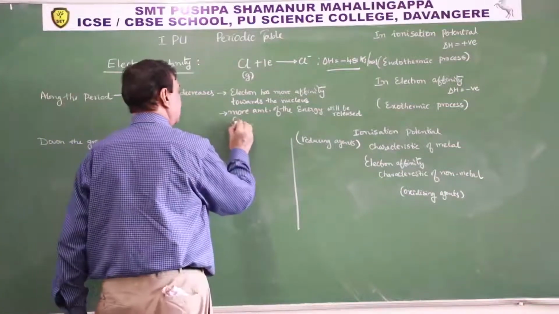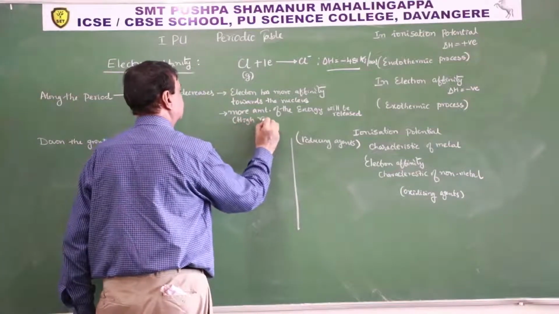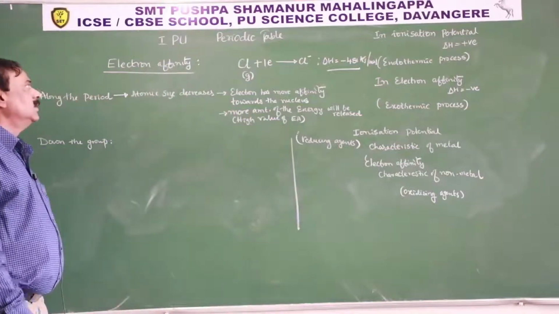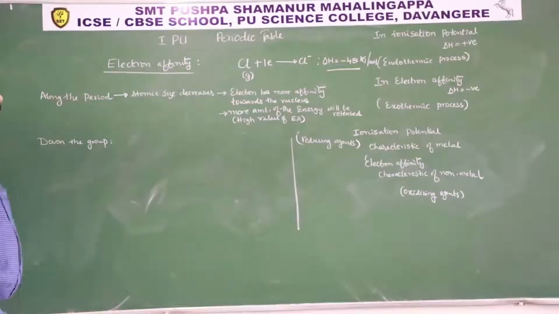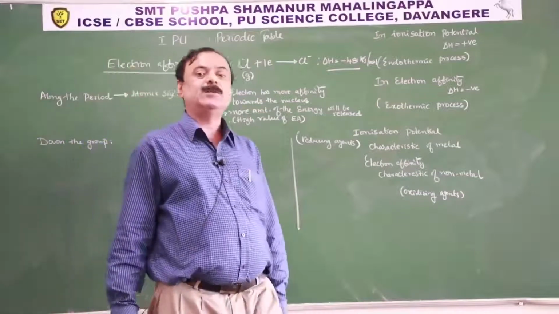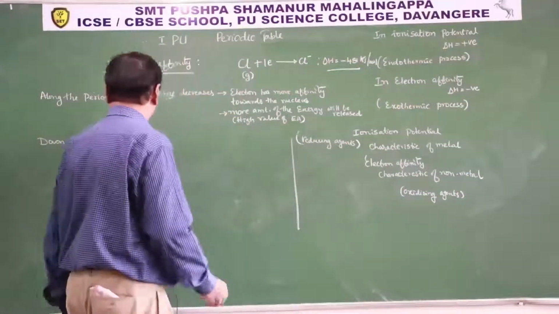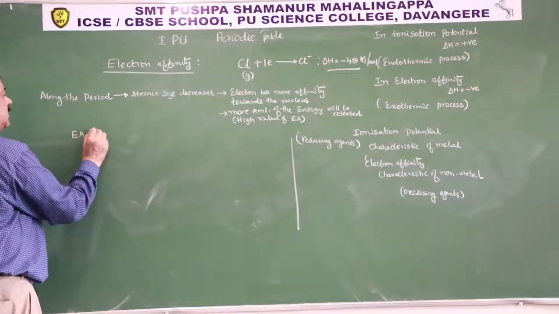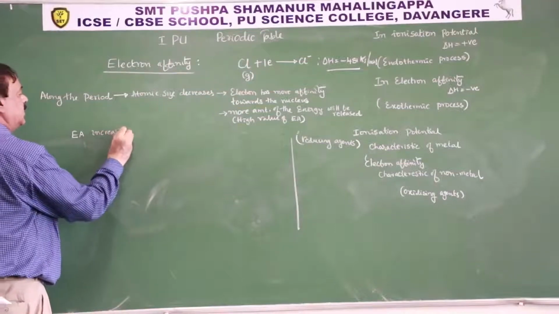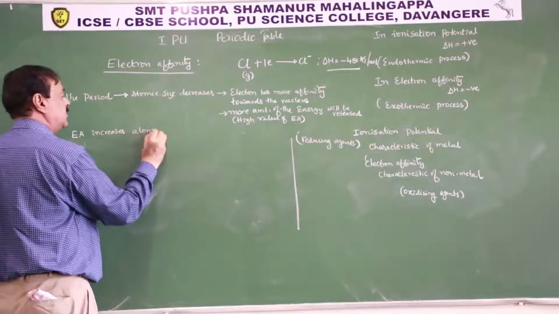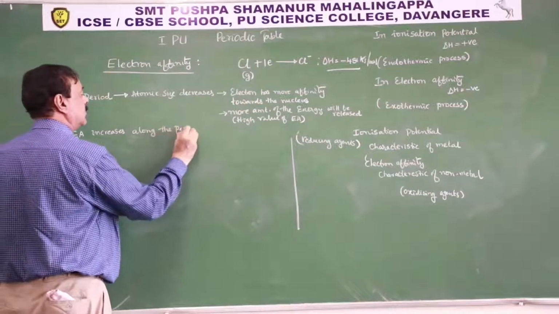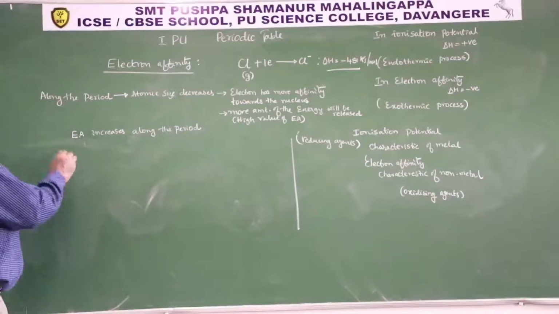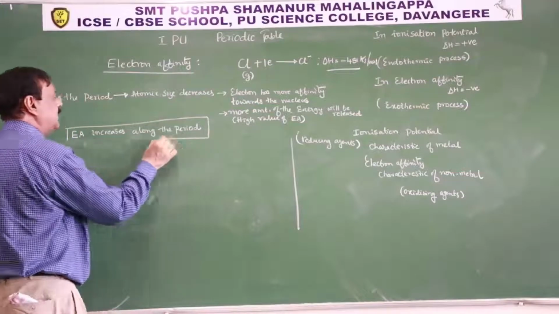Therefore, higher energy released means a higher value of electron affinity. Therefore, electron affinity increases along the period. Is it clear? This is very important. Why does electron affinity increase along the period?